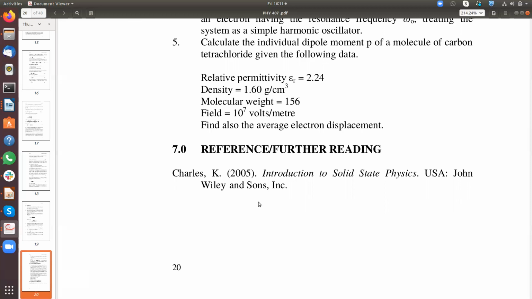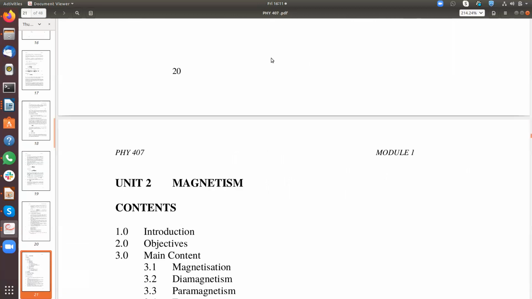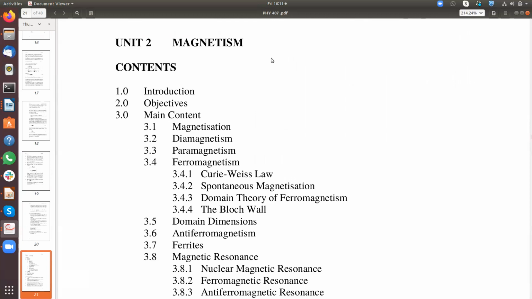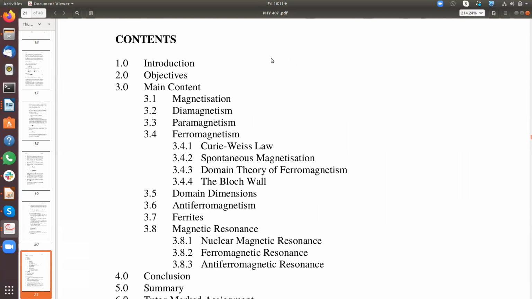So any question? Any questions? Okay, in the absence of questions, next week we will start discussion on magnetism. These are basically what we are going to be discussing next week: magnetization, diamagnetism, paramagnetism, and ferromagnetism. So we discuss what magnetism is, then the types. After that, we look at the Curie-Weiss law. Then we also look at spontaneous magnetization, then the domain theory of magnetism. We also look at the Bloch wall, domain dimension, and antiferromagnetism.